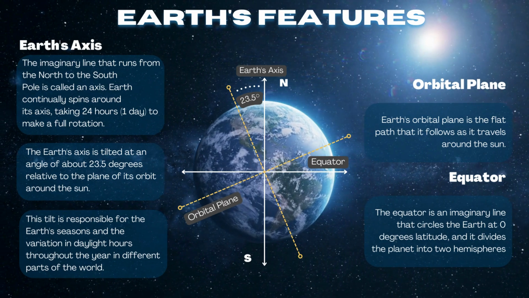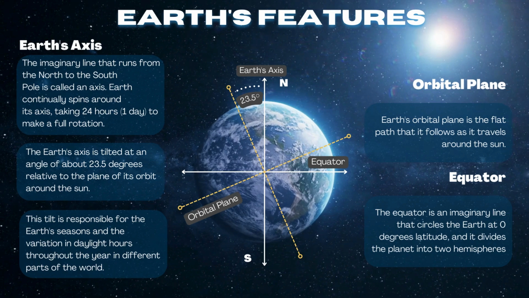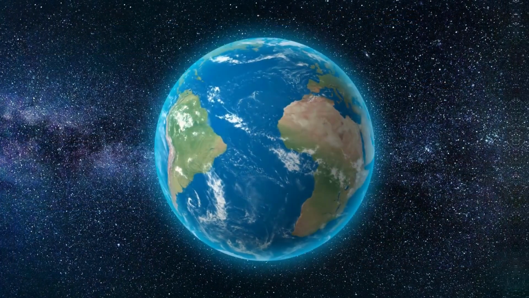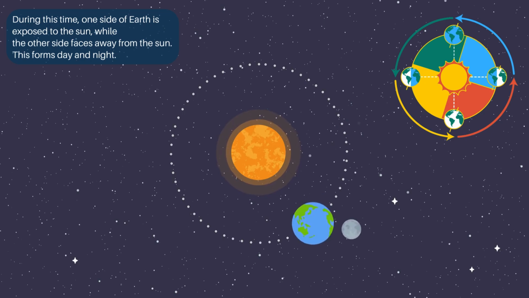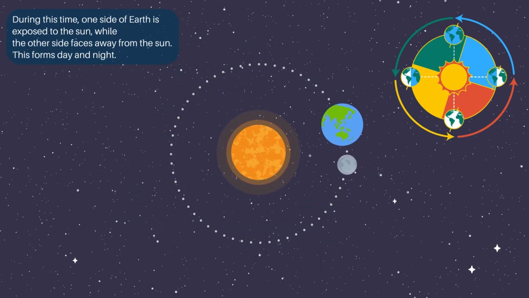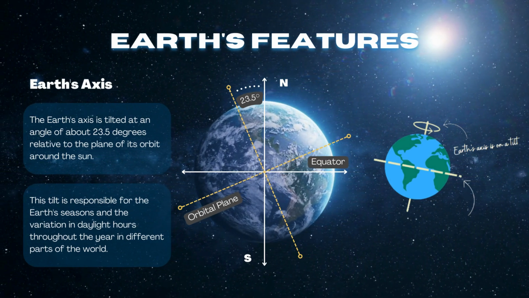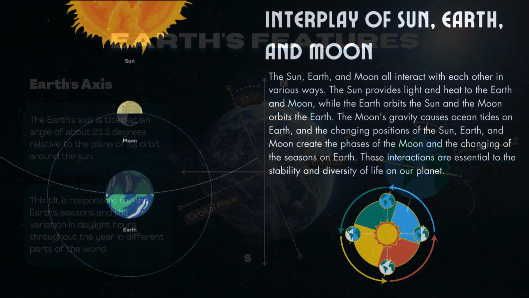The imaginary line that runs from the North to the South Pole is called an axis. Earth continually spins around its axis, taking 24 hours, one day, to make a full rotation. During this time, one side of Earth is exposed to the Sun, while the other side faces away from the Sun. This forms day and night. Earth's axis is slightly tilted on an angle of 23.45 degrees. Earth's tilted axis causes the seasons.